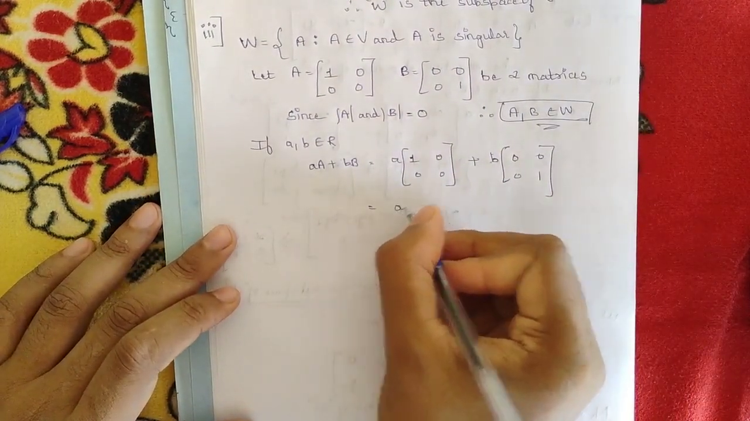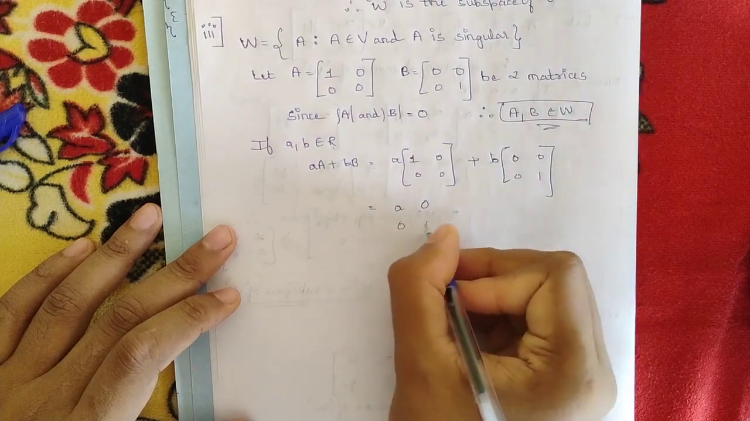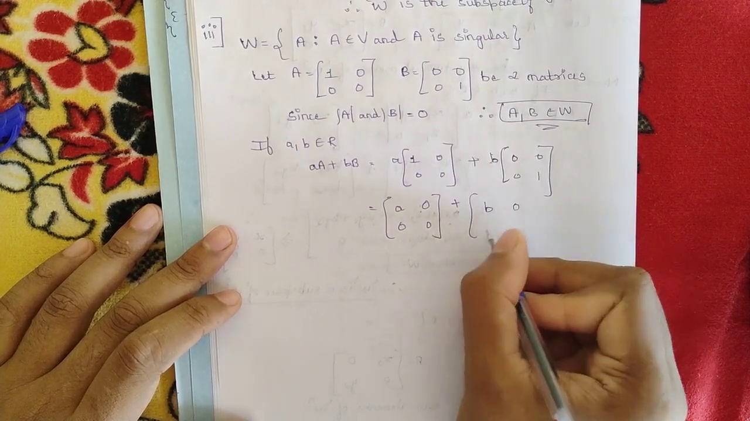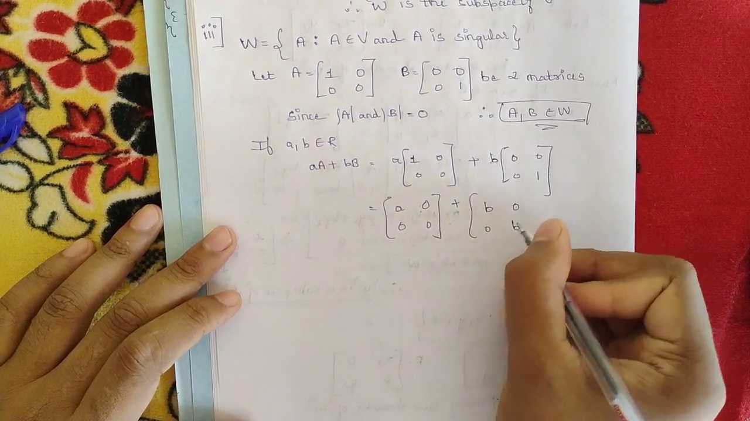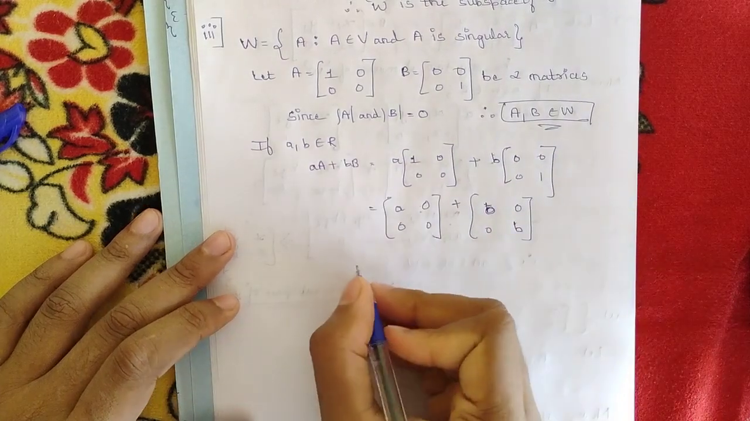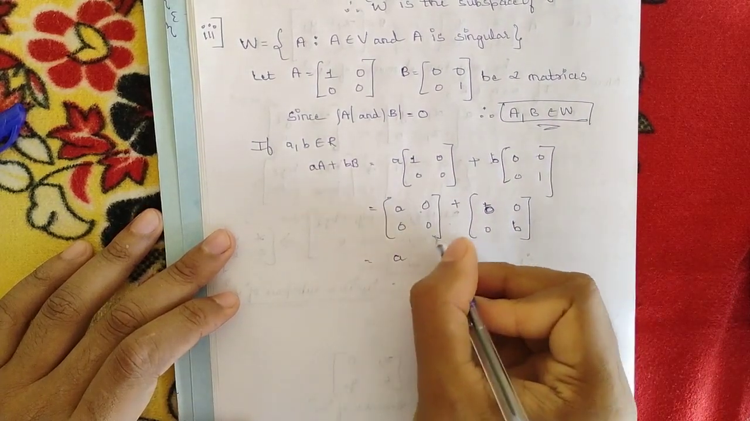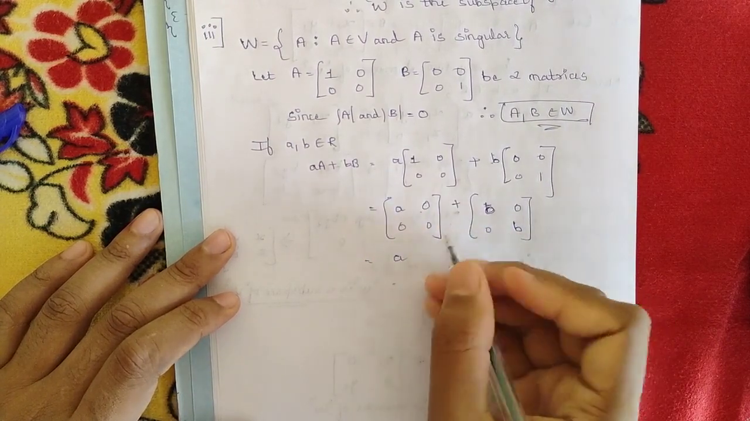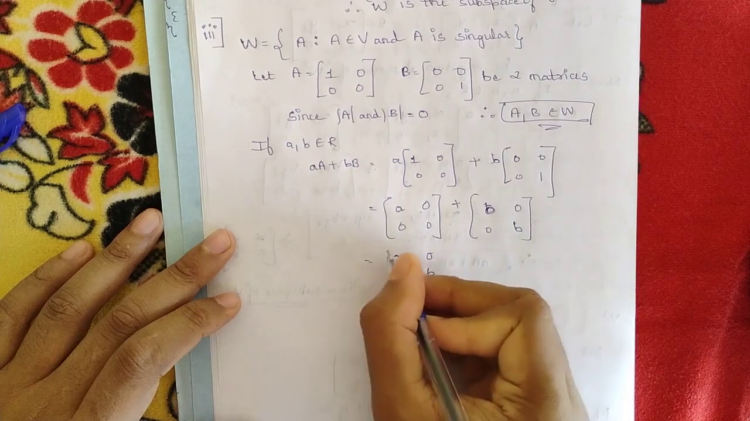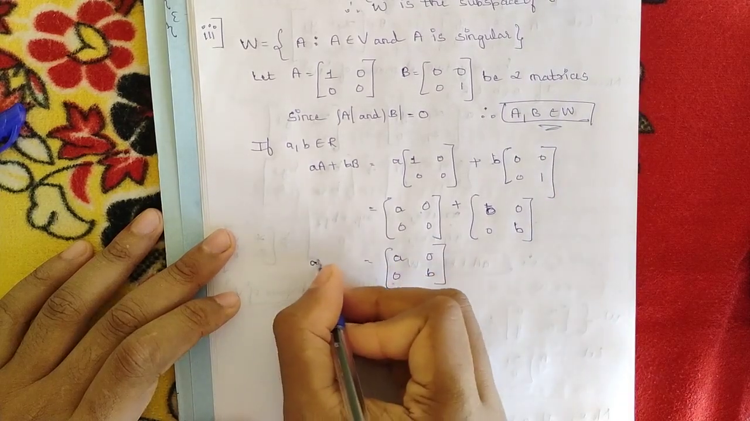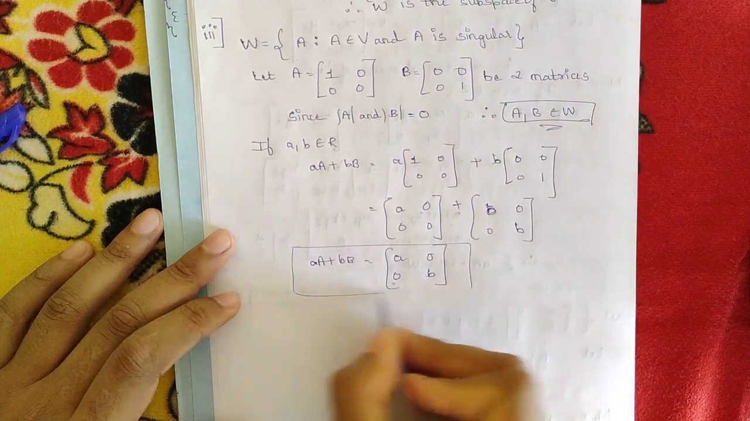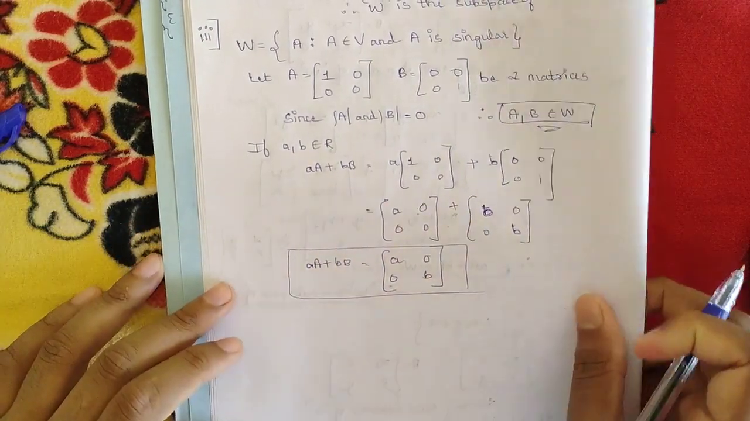So we would be getting multiply A 0 0 0 plus B 0 0, sorry, B into 0 is 0, right? So we would be getting A into A plus 0 is A, 0 plus 0 is 0, and 0 plus B is B. Okay, so this we would be getting as our answer: A 0 0 B, right?